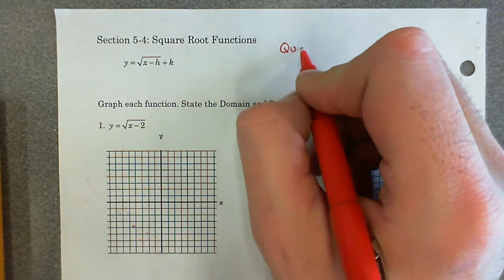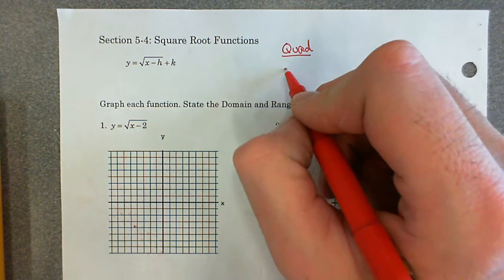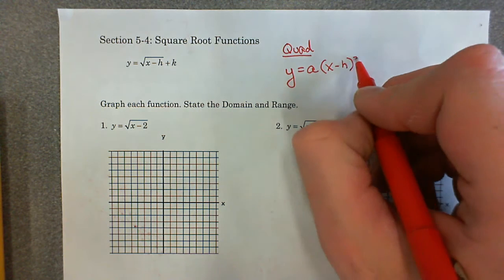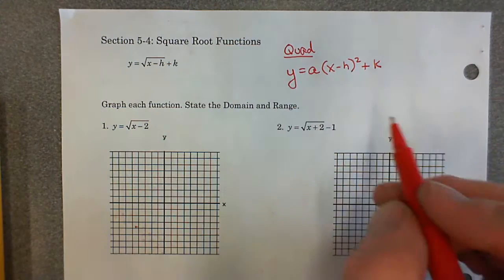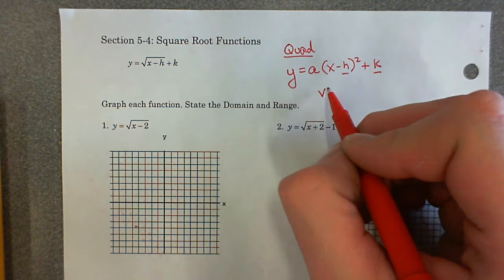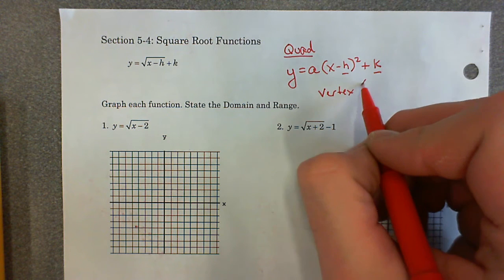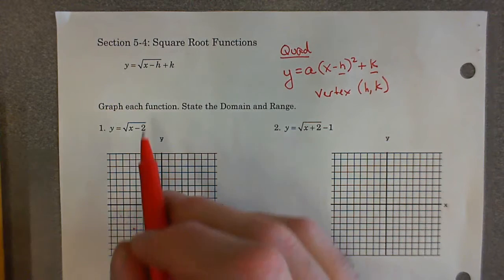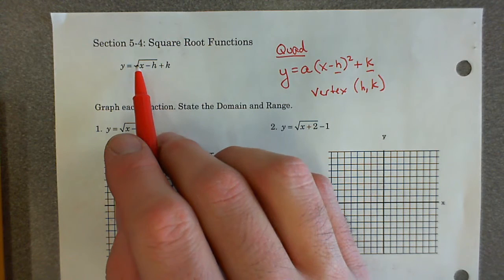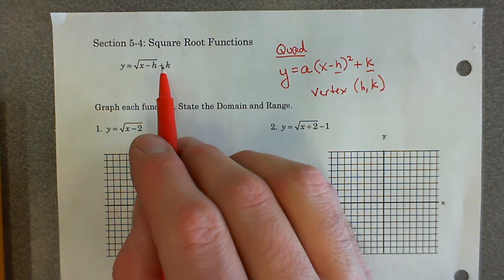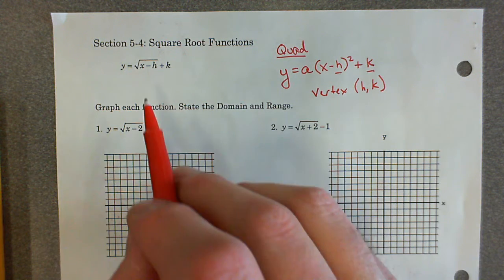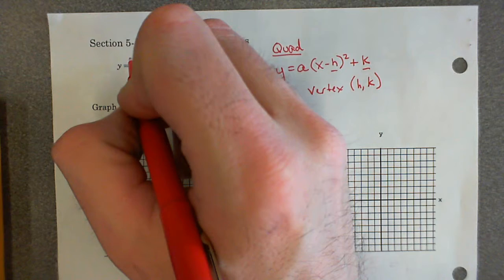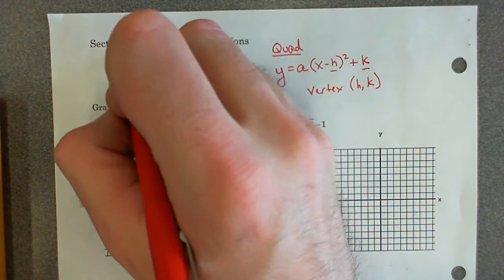We know the quadratic in vertex form was y equals a times (x minus h) squared plus k, where h and k was your vertex. Your vertex here was h comma k. Okay. Well, here our square root function looks a little similar to this. We have this h and this k, and our a here is 1 currently. This is your value of a.